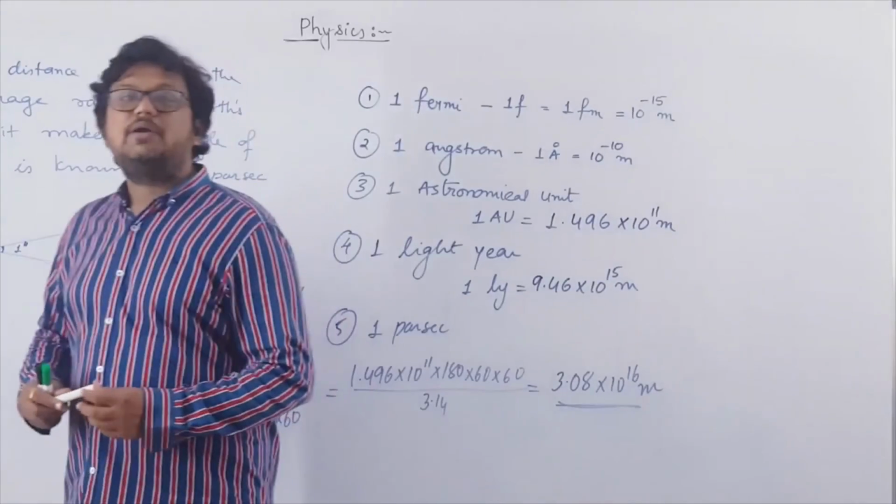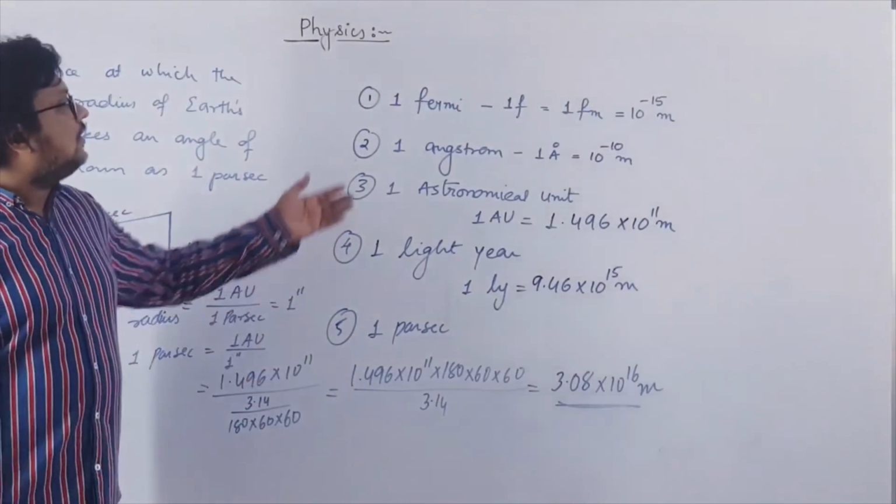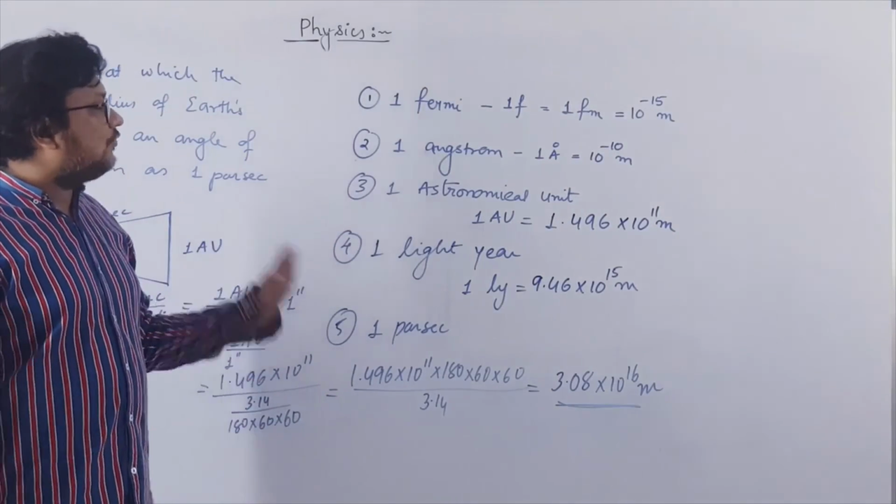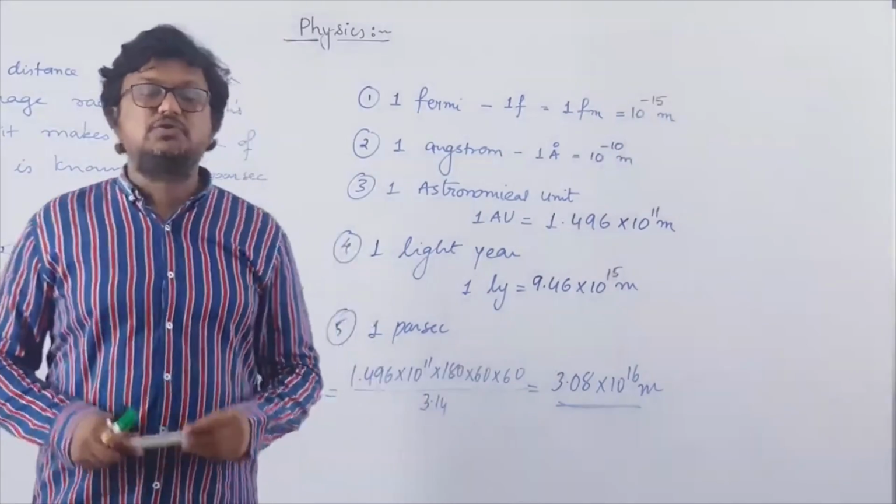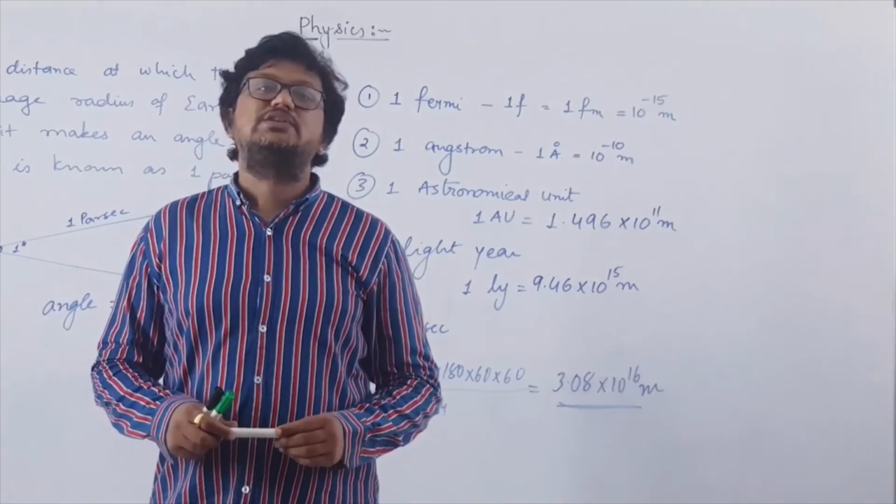So you have to remember all these abbreviations and units, right? Suppose 1 Fermi equals blank meter. You should remember that 1 Fermi is 10 raised to minus 15 meter.